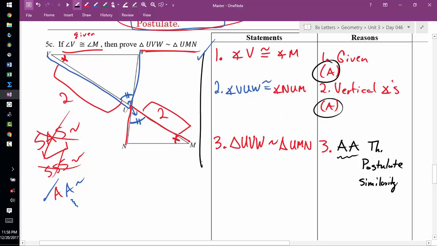Like you can see, it's three steps. Sometimes longer, but very easy.